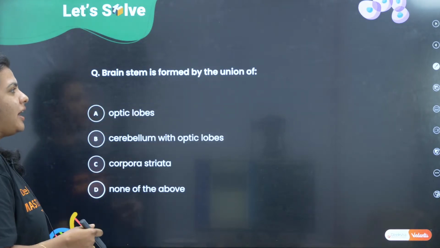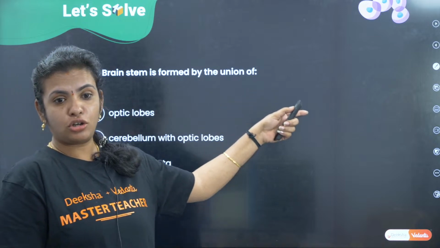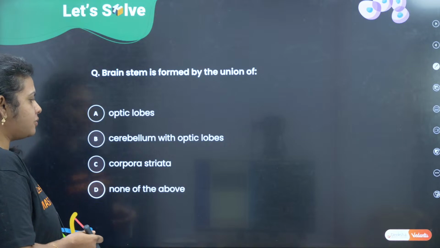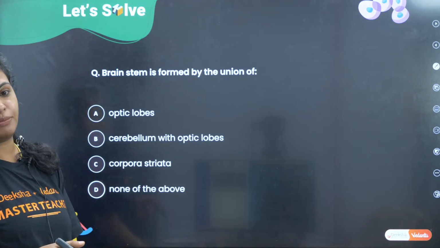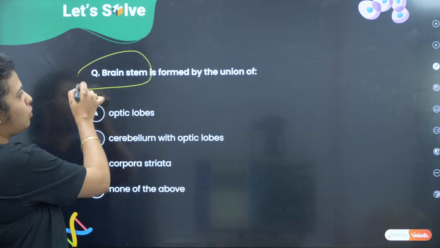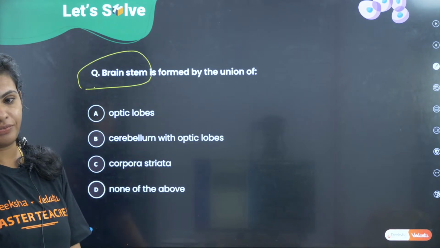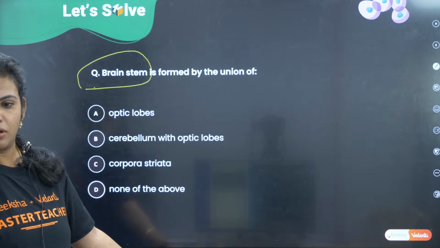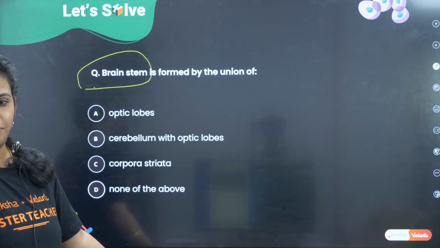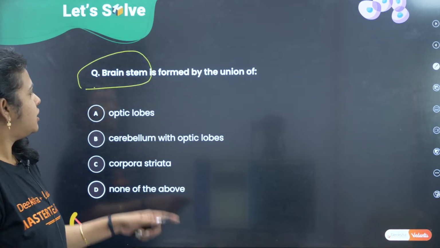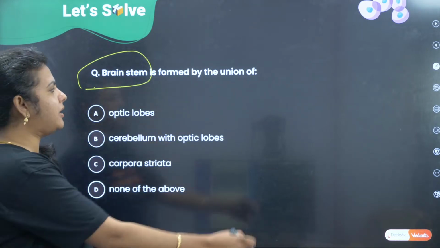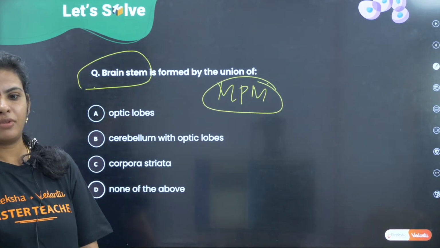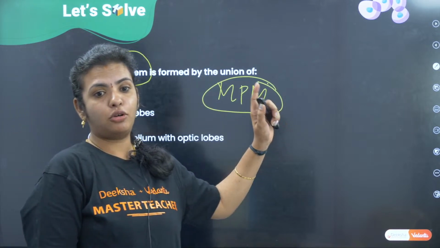Brain stem is formed by the union of, we had discussed this, I told you the answer in the first slide itself. Optic lobes, cerebellum with optic lobes, corpora striata, none of the above. So if you remember, what is brain stem formed of? You will get the answer. So what is the answer for this? I think both of you have given the answer for the previous question, correct? So brain stem is formed of, I told you, remember, MPM, correct? Didn't we discuss this? Brain stem is formed of MPM.